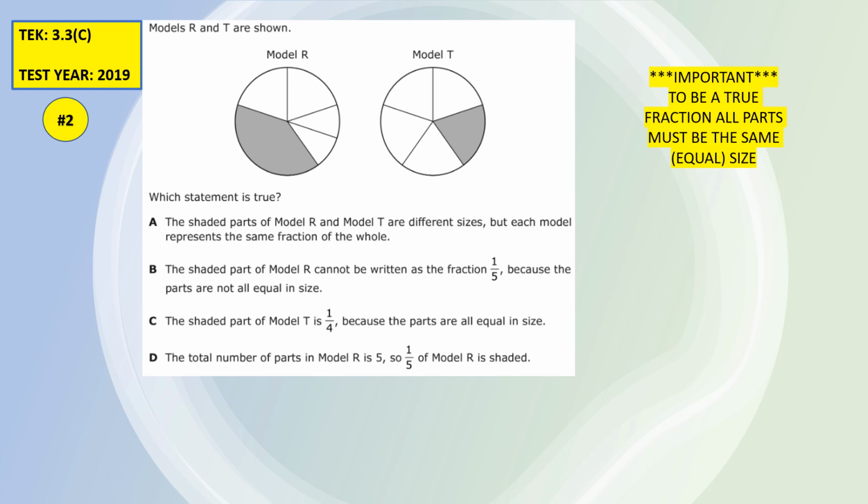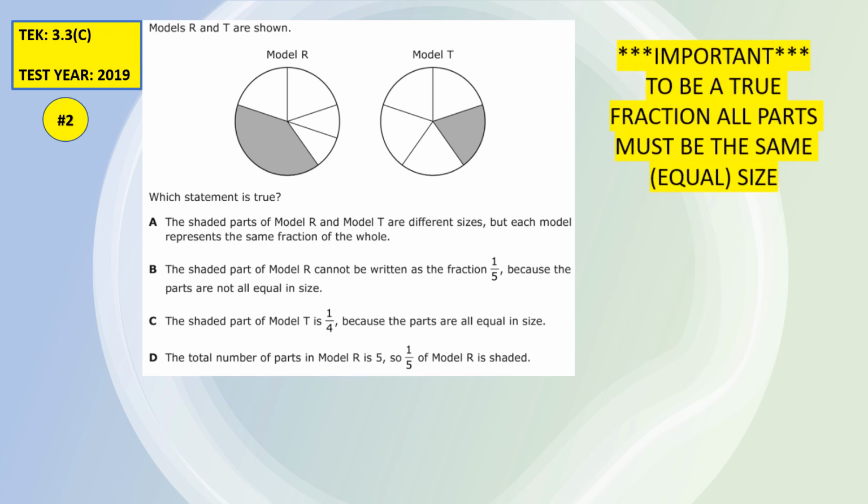So keep that in mind when you go through these answer choices to figure out what's true and what's false. So let's start with answer choice A. A says the shaded parts of model R and T are different sizes. That's true, but each model represents the same fraction of a whole. That's false, because again, model R cannot represent a fraction.